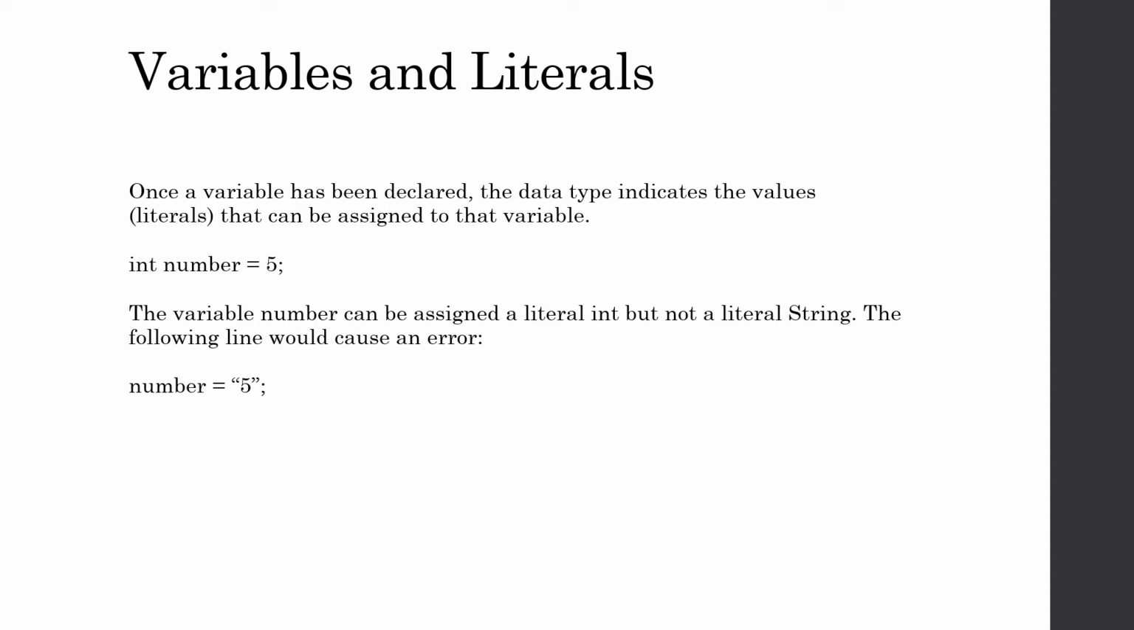And it's important to keep in mind that once we've decided on a data type for our variable, the contents, the values that we try to put into that variable, are consistent with that data type. So once a variable has been declared, the data type indicates the values, the literals, that we can assign to that variable. So this first line right here shows int number equals 5, perfectly fine, but one thing to keep in mind is that the variable number can be assigned a literal int, but it cannot be assigned a literal string because the data type of number is int. So the following line would cause an error. If we try to use 5 with those double quotes around it, indicating that it's a string literal, that's not going to be allowed because number is expecting an int, not a string.